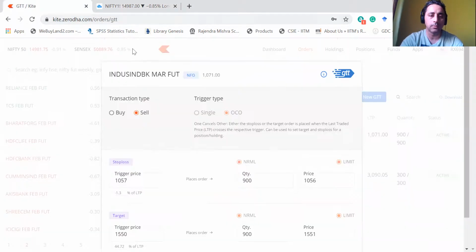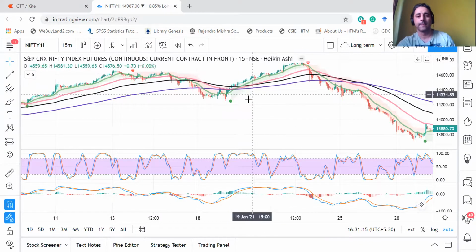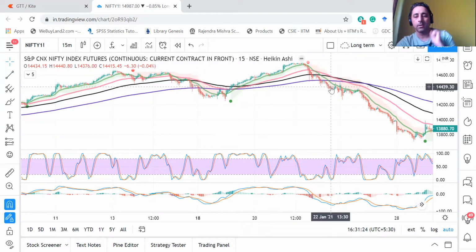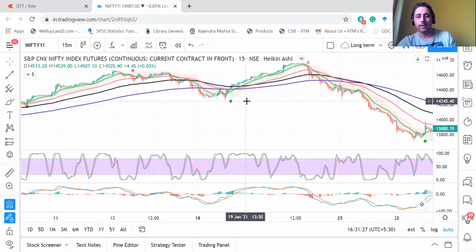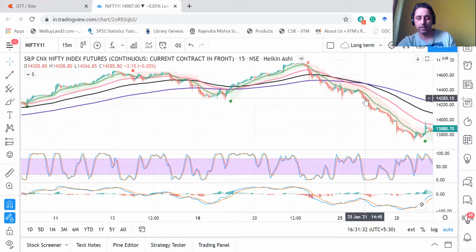So I'll go to GTT and put in this new price. I was at 14,200 or so, the price went up, and I increased my stop loss. You see the price then went down. Had I not done that, my order would have executed here, on 25th Jan, and I would have lost this much price movement in Nifty.